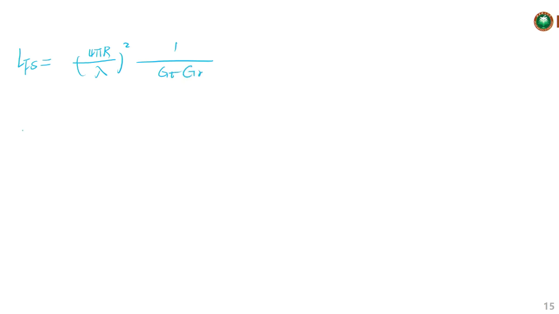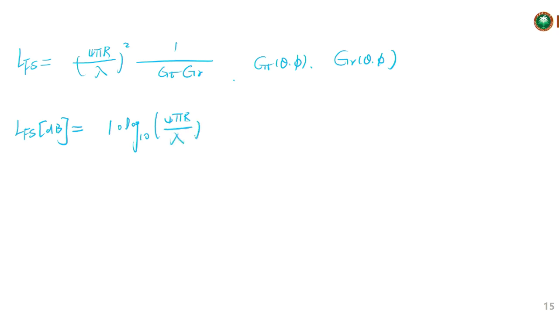So in the logarithmic calculations, actually the Gt is a function of theta and phi, and the Gr is also a function of theta and phi. Alright, so we can get the free space path loss in the decibel scale. It can be 10 times log 10 of (4 pi R over lambda) square minus Gt minus Gr dB.